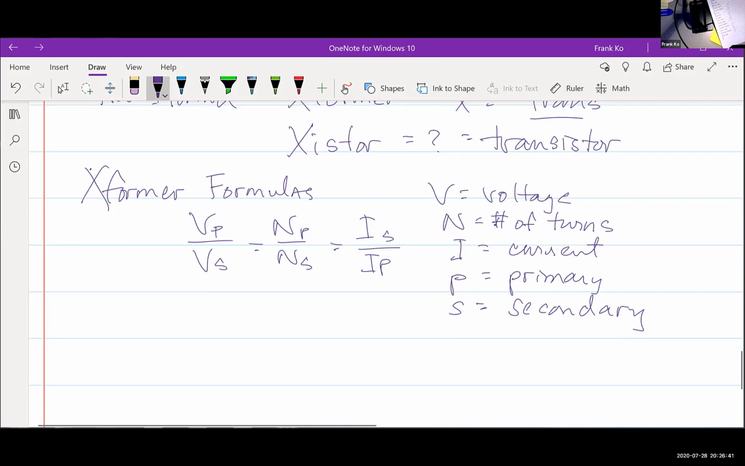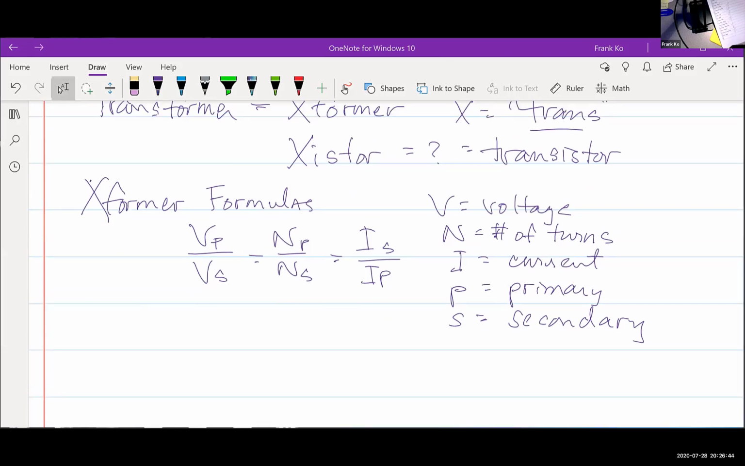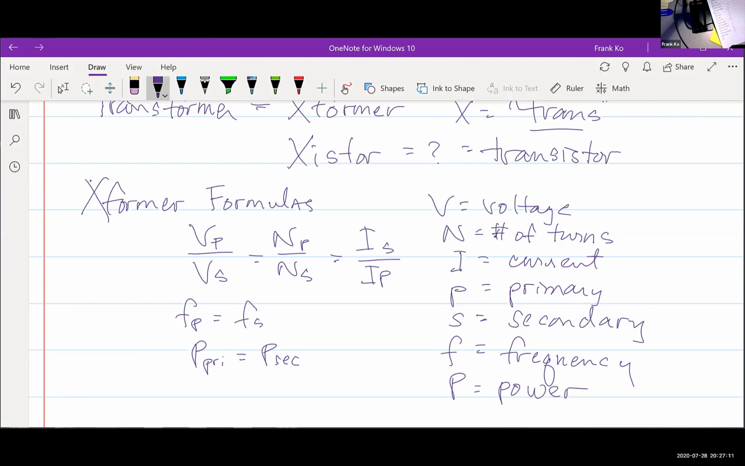Then there's also another part of the formula where we have FP equals FS. So F stands for frequency. And then you have P primary equals P secondary, and I'll just use 3-letter abbreviations. And P stands for power. So in an ideal situation, the power of the primary is equal to the power of the secondary. Frequency of the primary is equal to frequency of the secondary. And we happen to have this set of ratios for transformers.